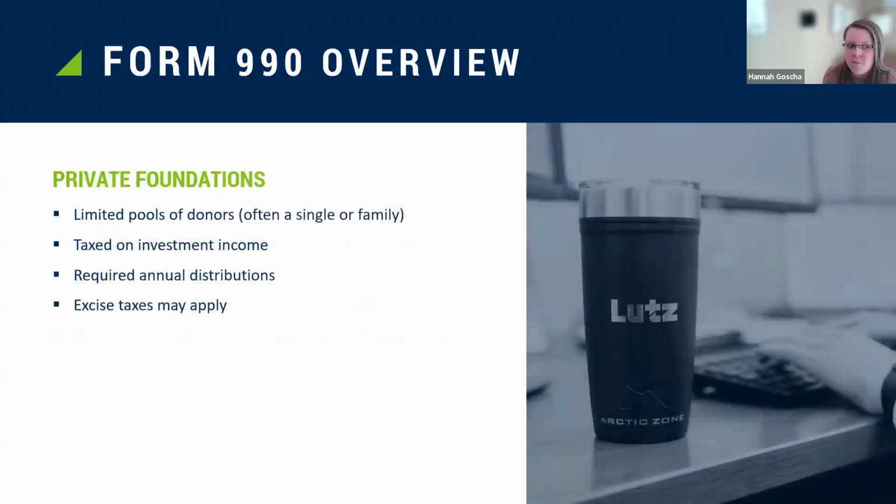Then we have private foundations, which are typically foundations set up by a single donor or a family. They continue to fund the private foundation over its life. They are taxed on their investment income at a flat rate of 1.39%. They're required to make annual distributions of 5% of their average fair market value of assets. And there are also excise taxes that apply if those annual distribution requirements are not made. We'll talk a little bit more about that later.